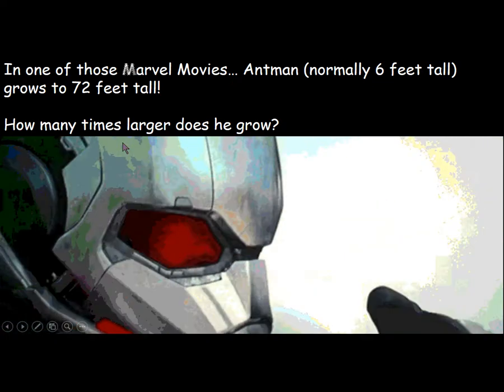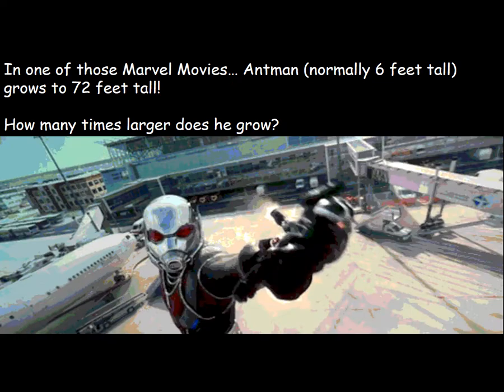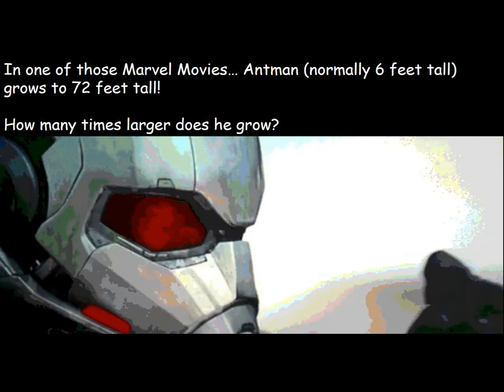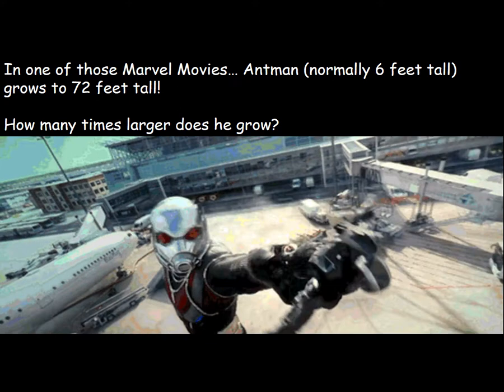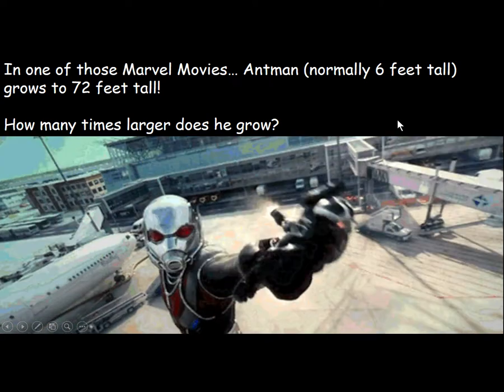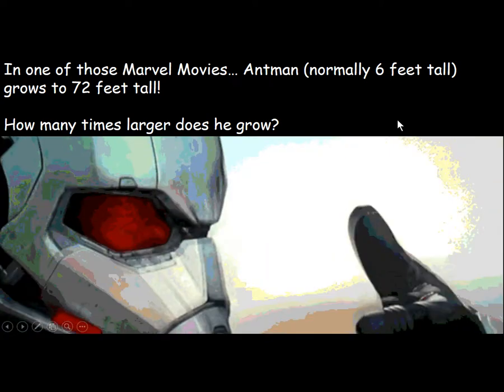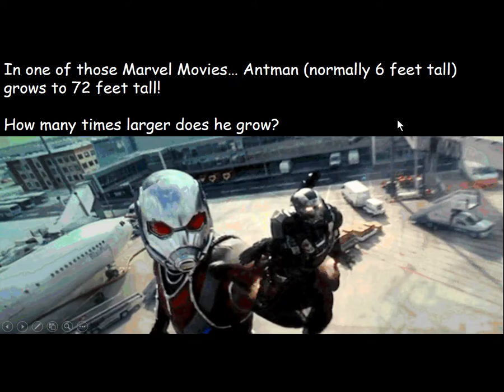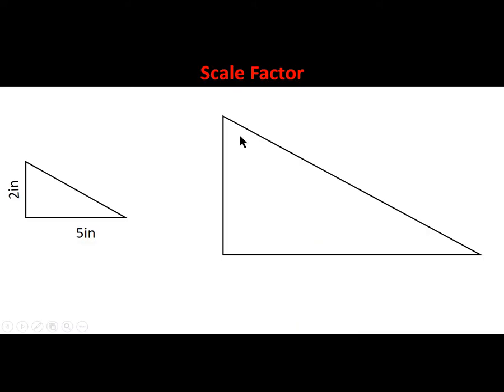So if we want to know how much larger he got, we just take the new height, 72 feet, and divide it by the original height, 6 feet. And you should get that he became 12 times taller than he was. That number, how many times bigger, or in other cases, how many times smaller he gets, that's called the scale factor.